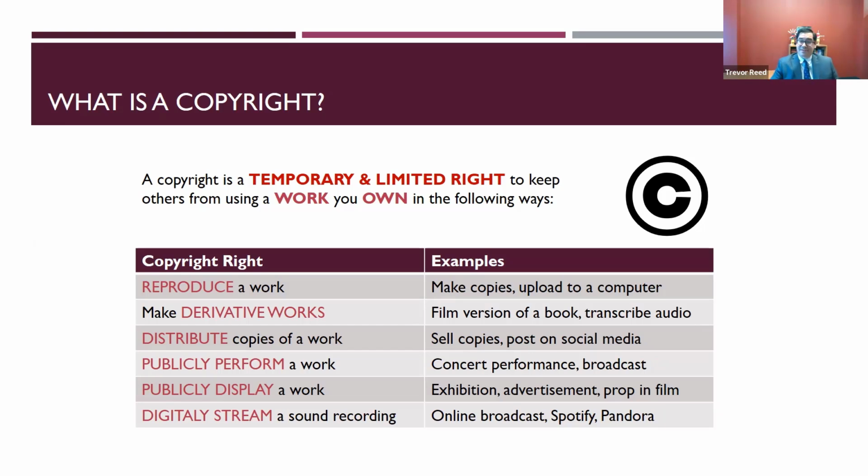Let's say I've just written an amazing novel. You can keep people from making copies of the book without your permission by upholding your copyright. You can keep people from making a movie from it and deriving new things out of it. You can keep people from distributing illegal copies of it on the internet. You can keep people from even reading or performing your novel in public or displaying the text on a billboard.